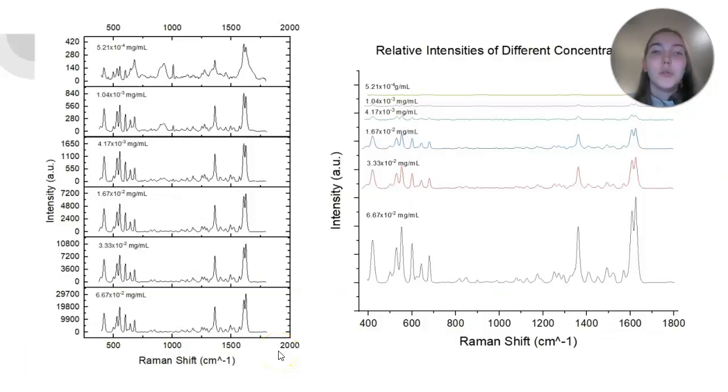Okay, so these 2 graphs were both made using Origin Pro. And this one on the right shows actual intensity for each concentration, which is listed here across the whole spectrum. And this graph on the right shows the relative intensity of each spectrum compared to each other based on their concentration. So you can see that this is the greatest concentration down here, and the spectrum is a lot more relatively intense than the spectrum at the top, which has a much lower concentration.